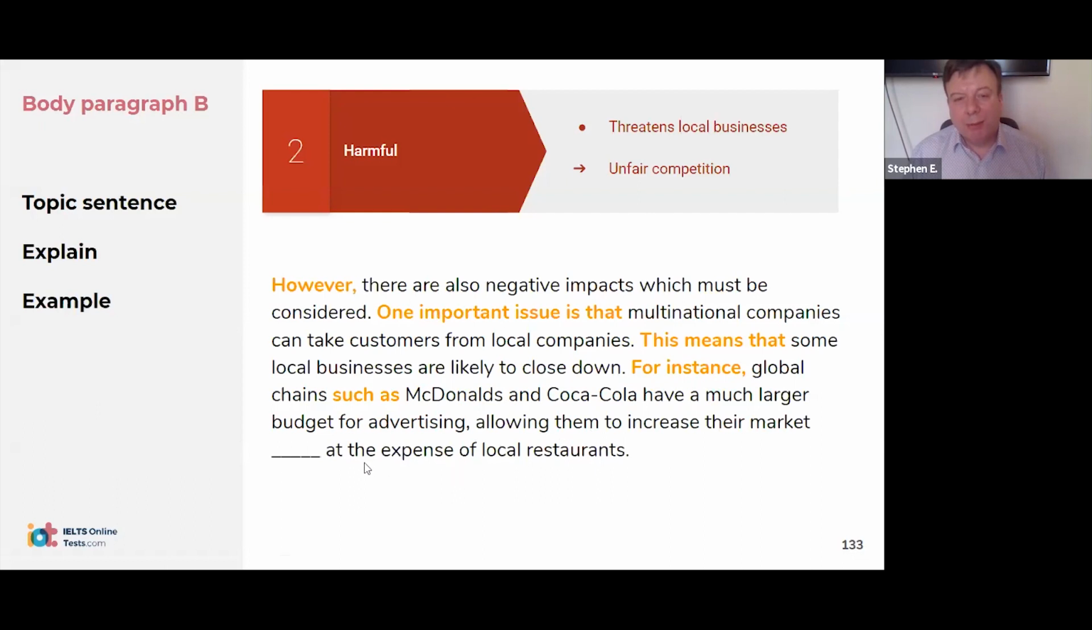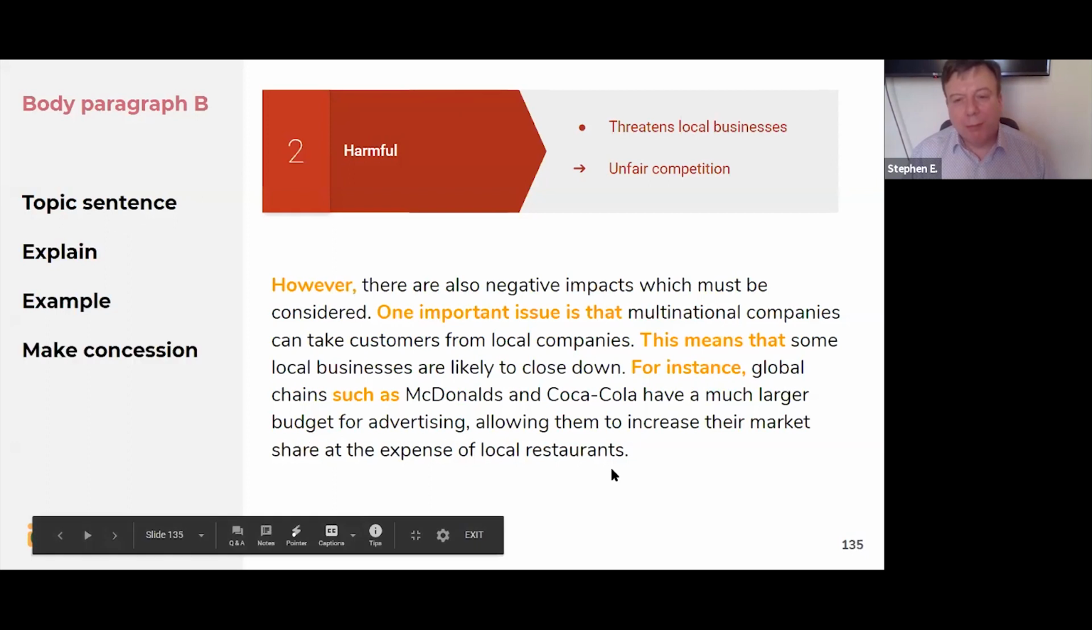And then what are we going to put in the next gap? So increase their market. So think about the collocation for that. So if you buy a cake, you get what? Yeah. Rudvik, good. So we would say market share. And then we'll make a concession. Okay.